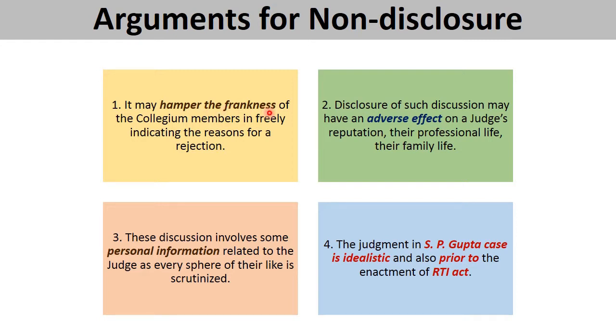And this might hurt the appointment process, as it won't be optimum. The second argument put forward was that any such disclosure may have an adverse effect on a judge's reputation, their personal life, or their family life. Now, in this case, the court cited the example of a Madras judge. He was a district judge who was being considered for appointment to High Court. However, the said appointment didn't take place, and the reasons for his rejection came out in public.